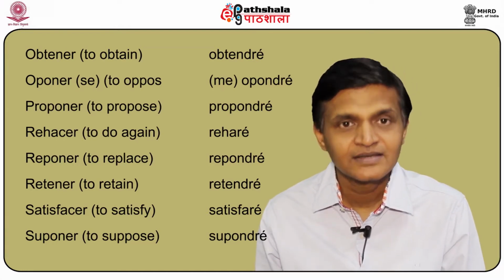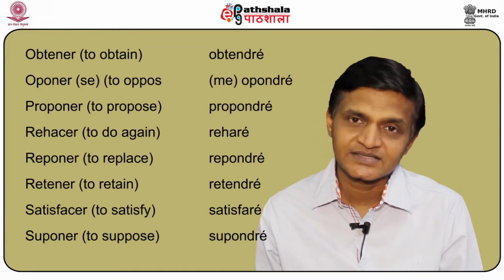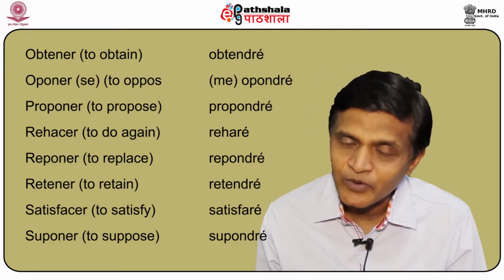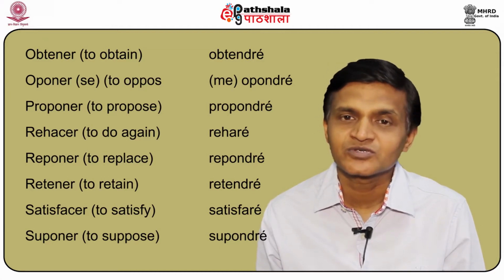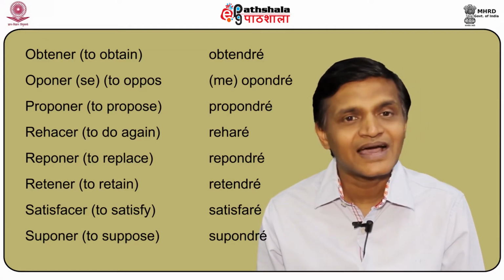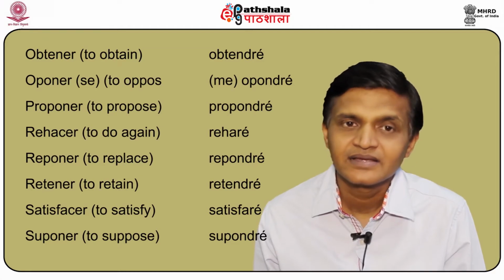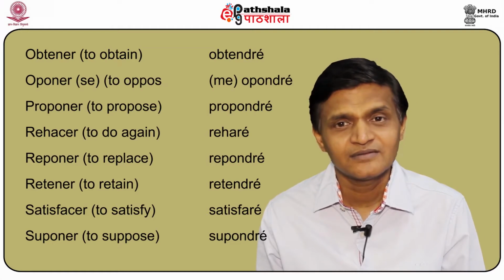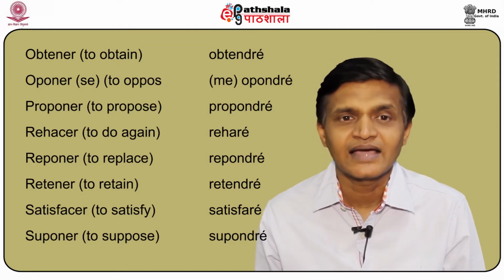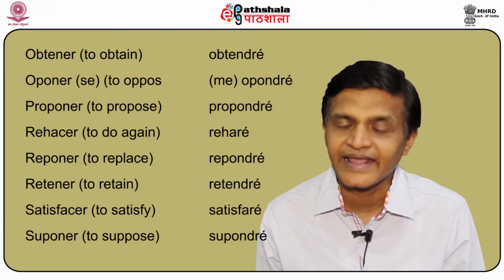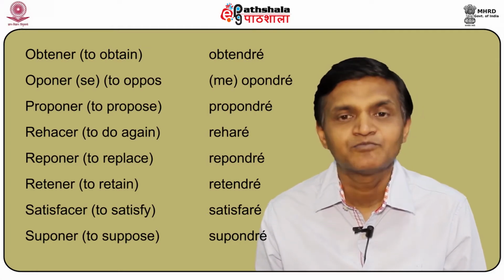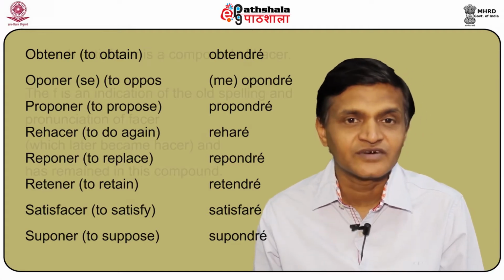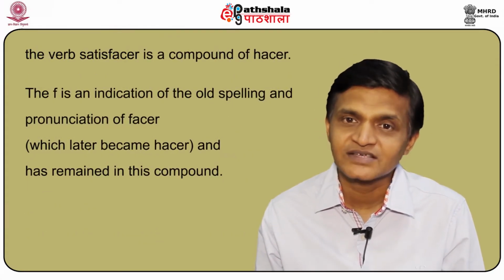I repeat quickly, obtener is conjugated as obtendré. Oponerse becomes me opondré. Proponer, to propose, becomes propondré. Rehacer becomes reharé. Reponer becomes repondré. Retener becomes retendré. And satisfacer becomes satisfaré. And suponer becomes supondré. Please note that the verb satisfacer is a compound of hacer.